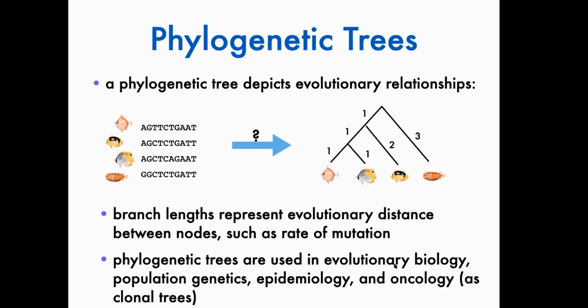And they're used in evolutionary biology, population genetics, epidemiology. So if anyone has been to nextstrain.org, they've done a phylogenetic tree of COVID-19 showing where the different outbreaks have come from in the world. And they were also used when they were trying to figure out where Ebola was coming from in Africa with the recent outbreaks. And then they're also used in oncology.